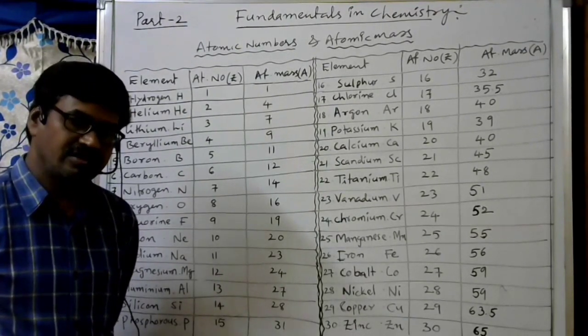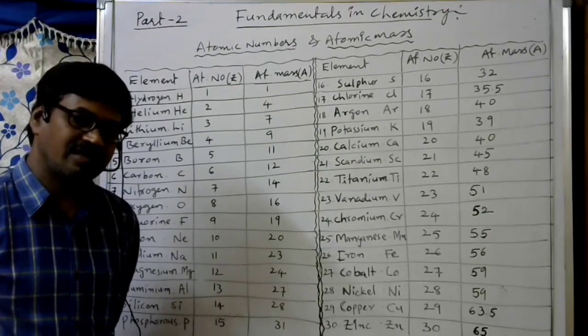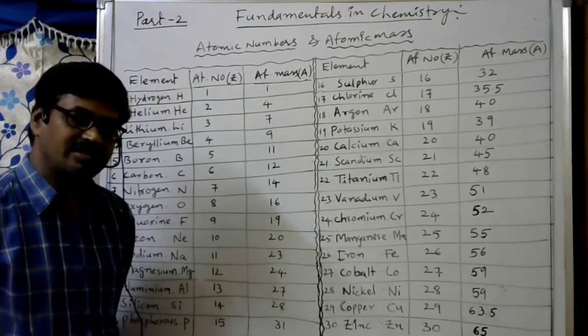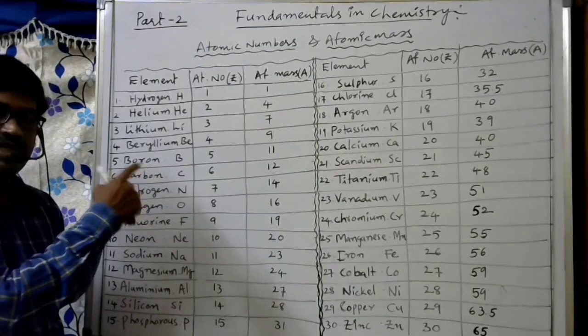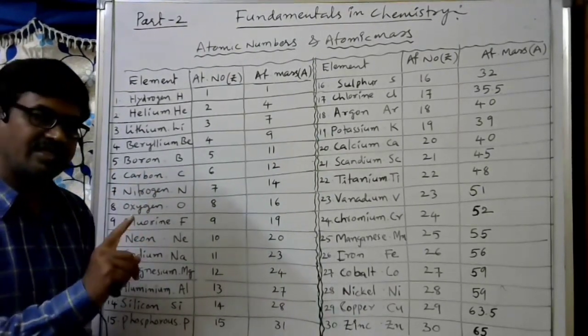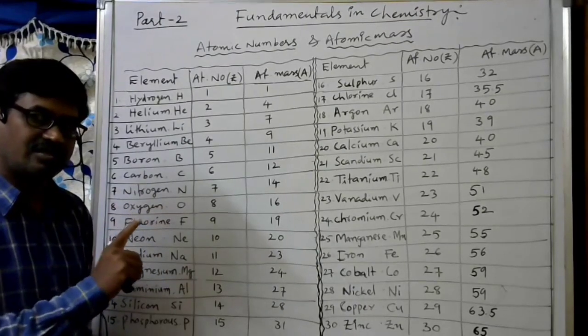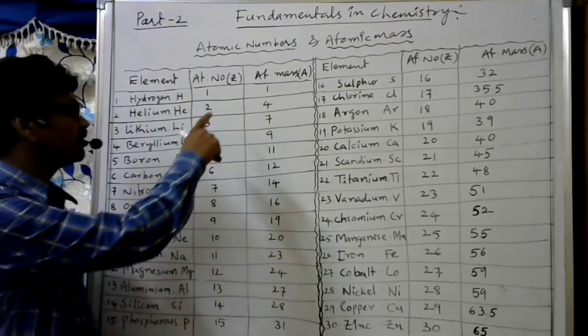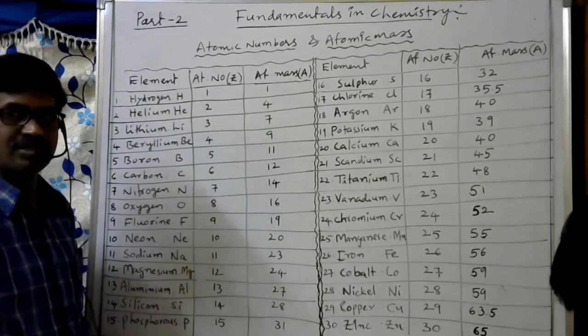Here, all these we have to remember. Atomic mass and atomic numbers we have to remember. See here on the board, I have given up to 30 atomic numbers and mass numbers. One by one, I'll read. You have to remember all these mass number values and also atomic number values.